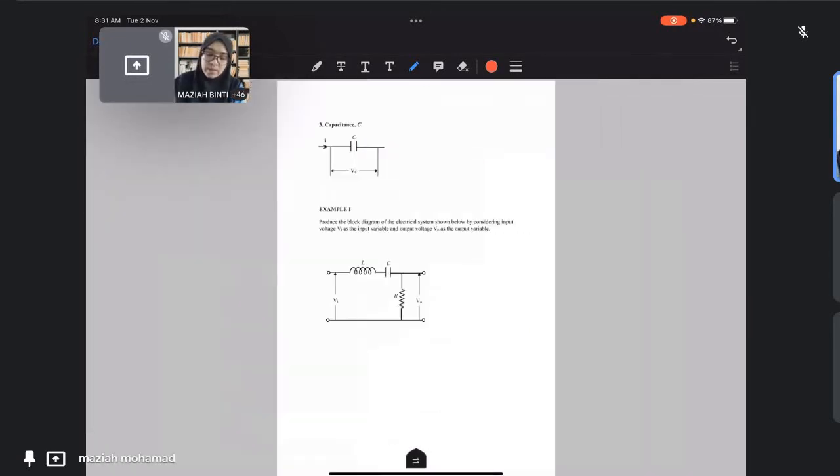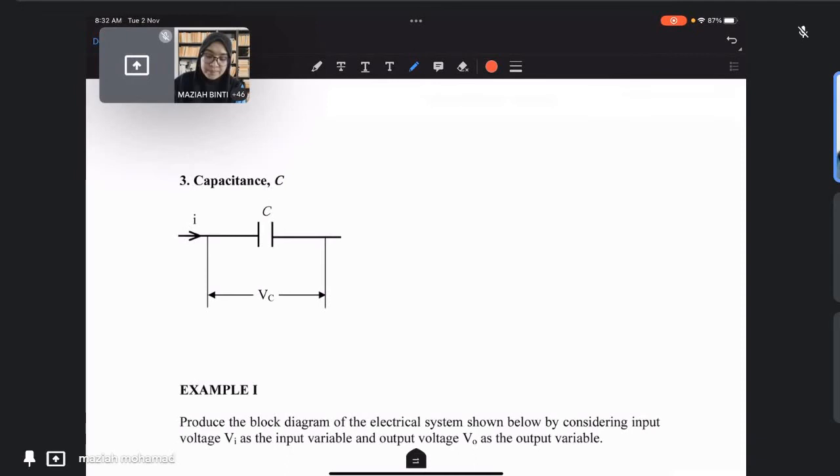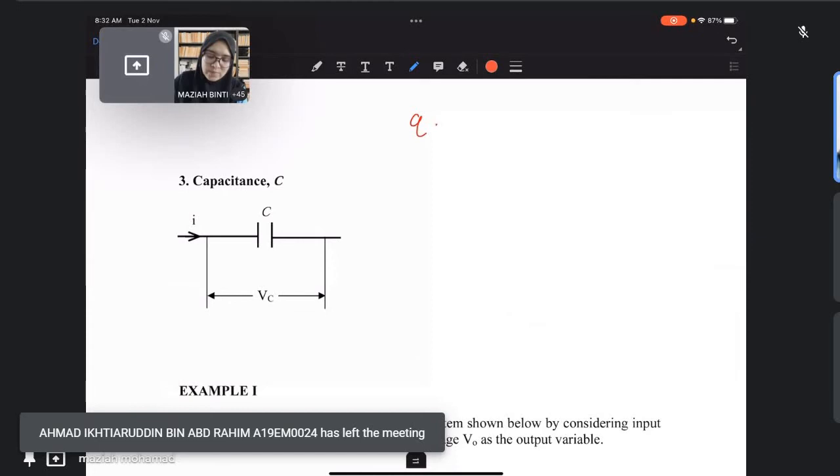Okay, anyone know the equation for capacitance? Anyone want to give input? Q is equal to CV. Okay. Q equals CV. Right.